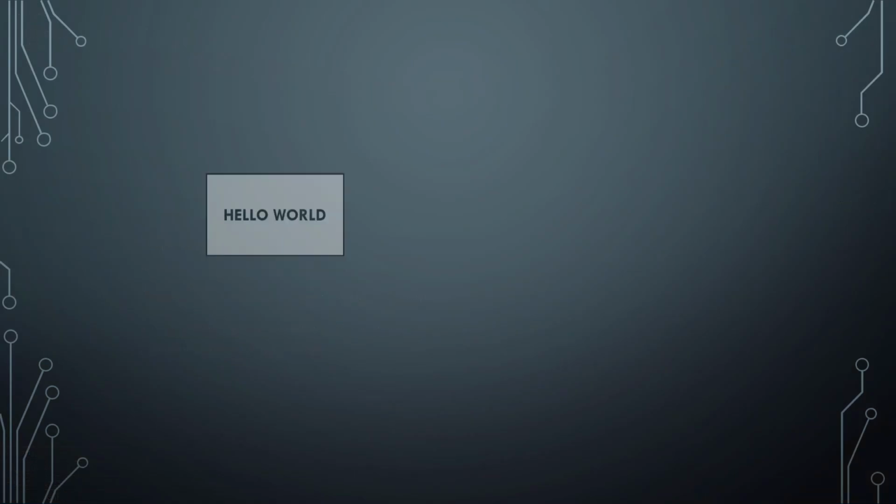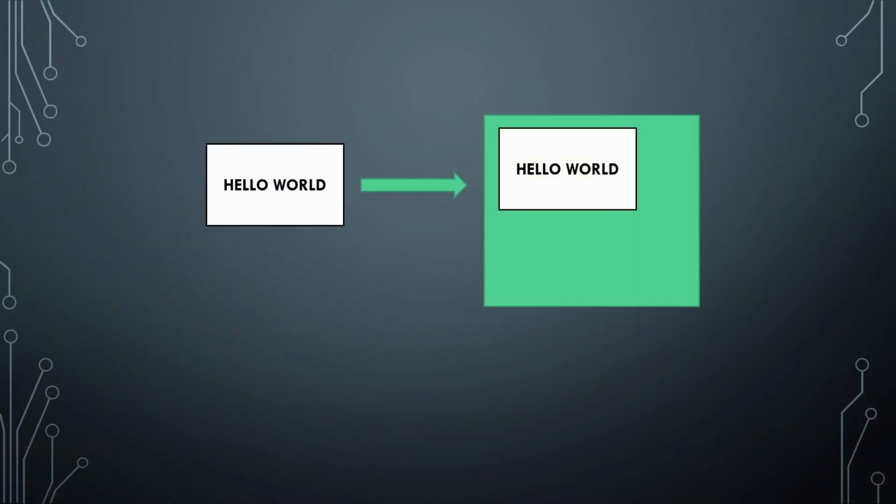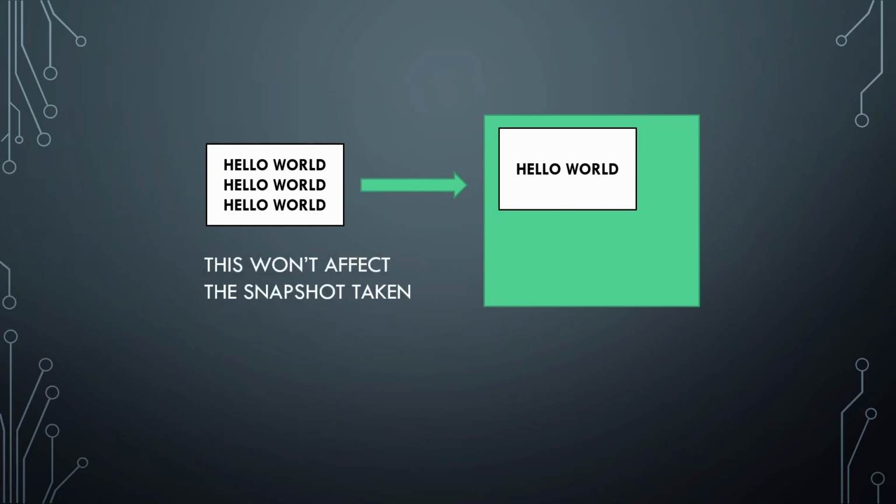Say you have this small document and you add it to the staging area. Git will take a snapshot of the current version of this file and store it inside the staging area. And even if you modify your file in the working directory, this won't affect the snapshot taken by Git and stored inside the staging area.